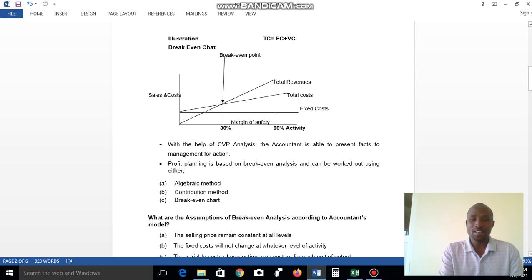Then margin of safety is the difference between the current level of activity and break-even activity, whereby the current level of activity is 80%, then the break-even activity is 30%. This could be expressed in units or in shillings, etc.